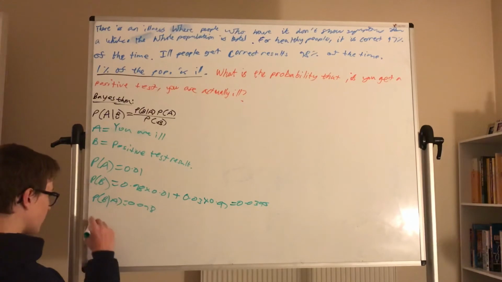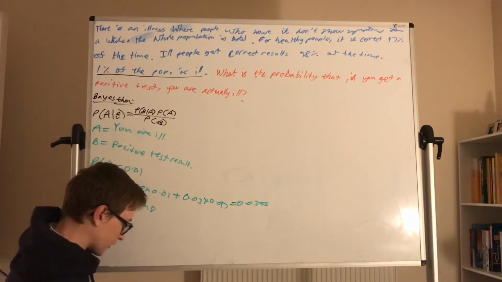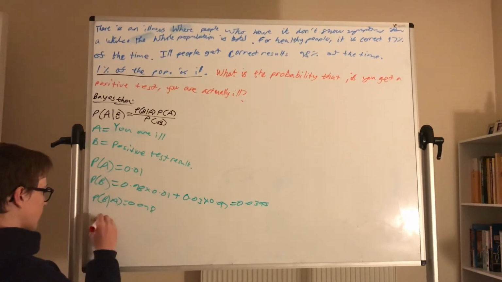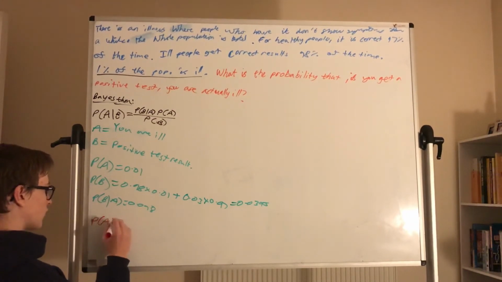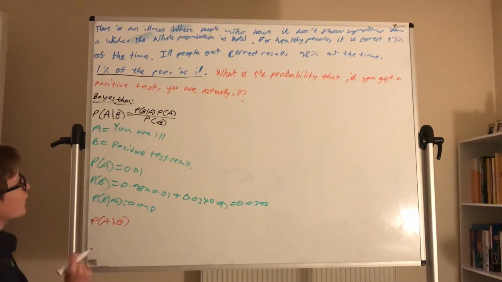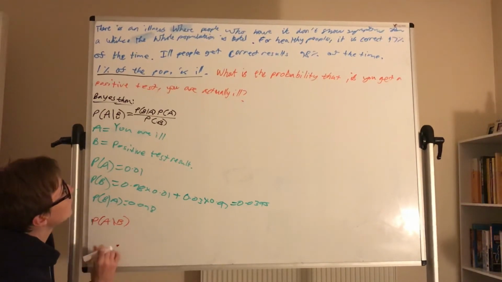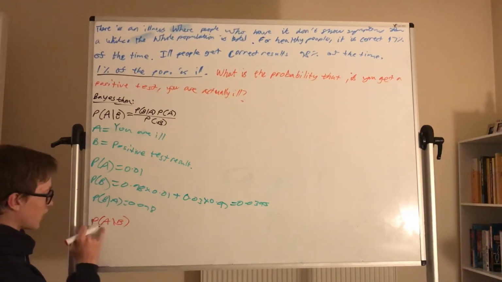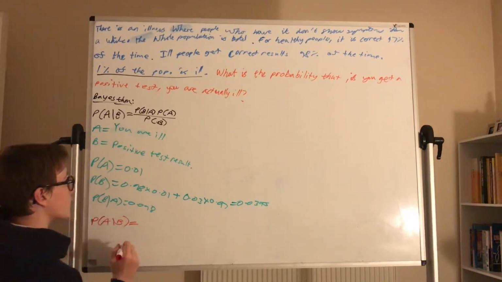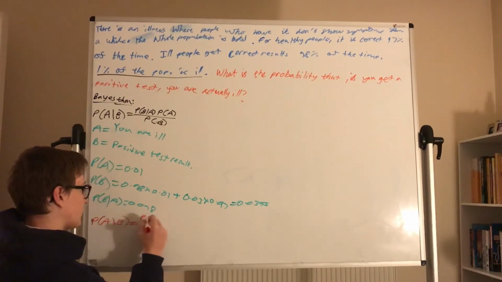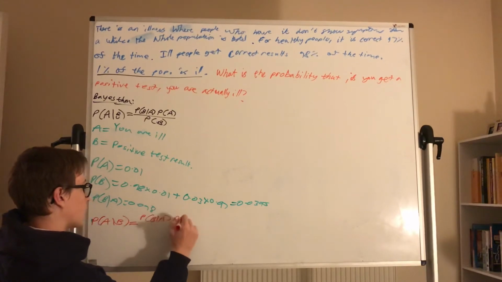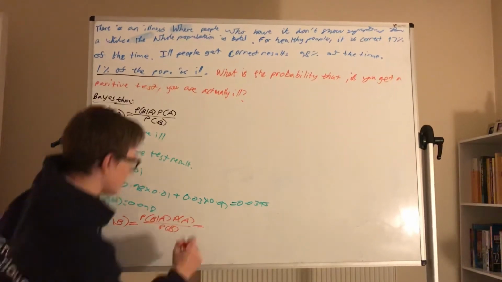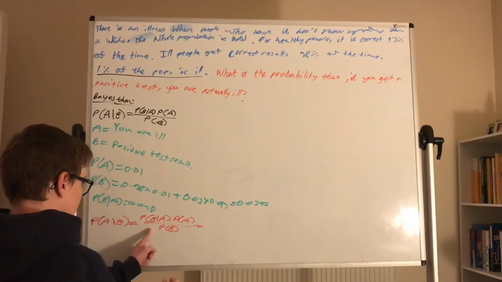I'll do it in red, because this is the final solution. So, overall, the probability that when you get a positive test result, you are actually ill, is equal to, let's just write it out one more time. And this is equal to, well, what's this?